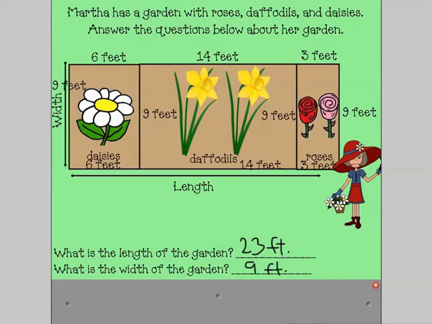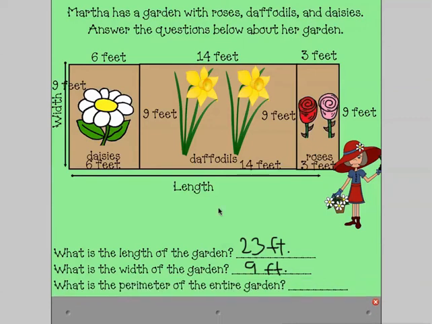All right, let's take a look at our next question that we're going to answer. What is the perimeter of the entire garden? So what I'm going to be doing is adding the outside edge of the whole big garden, not a single piece inside, but the whole big thing outside. And I've got my measurements that I need right here.